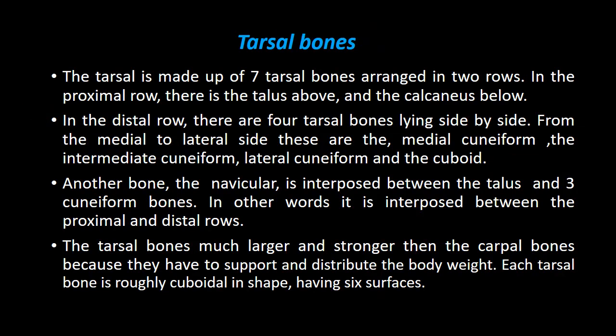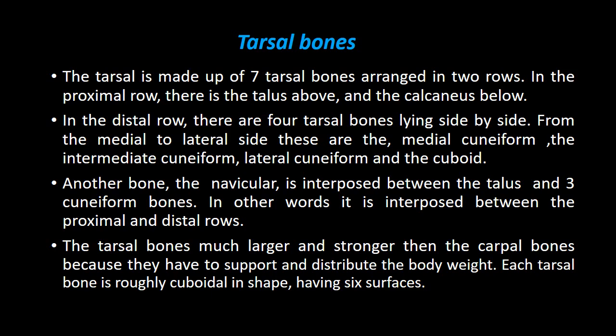Tarsal bones. The tarsus is made up of 7 bones arranged in 2 rows. In the proximal row, there is the talus above and the calcaneus below. In the distal row, there are 4 tarsal bones lying side by side. From the medial to lateral side, these are the medial cuneiform, the intermediate cuneiform, the lateral cuneiform, and the cuboid. Another bone, the navicular, is interposed between the talus and the 3 cuneiform bones. In other words, it is interposed between the proximal and distal rows.